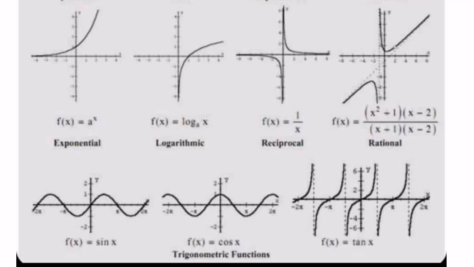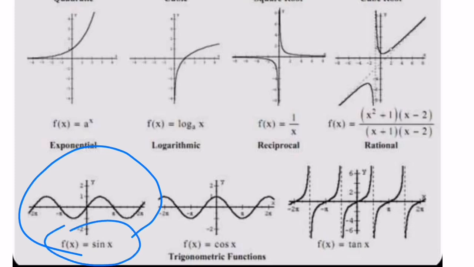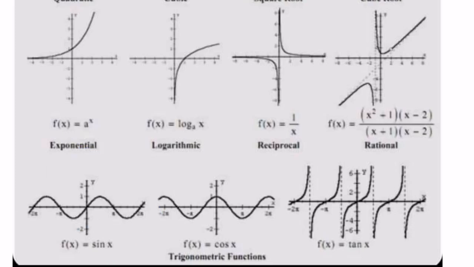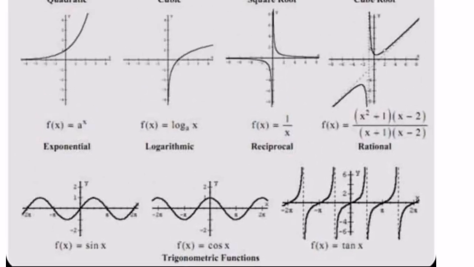The graph of the sine function is just like waves passing through the origin. Actually, the sine function is an odd function. The graph of the cos function is passing through above the origin. The maximum value of sine and cos functions is 1 and the minimum value is minus 1.